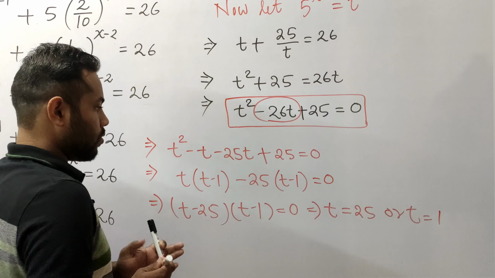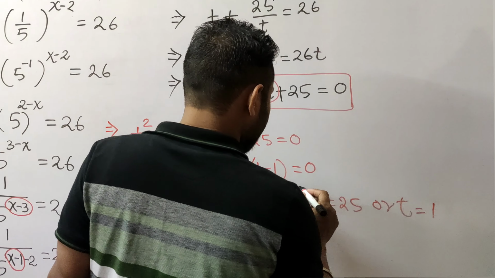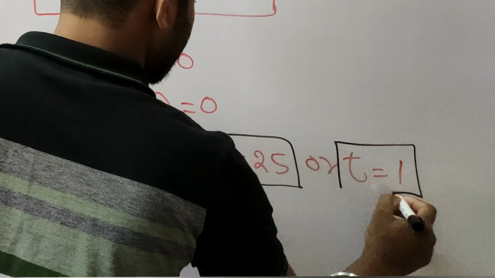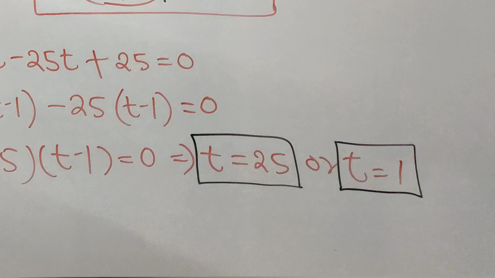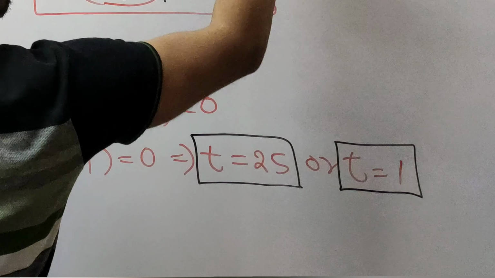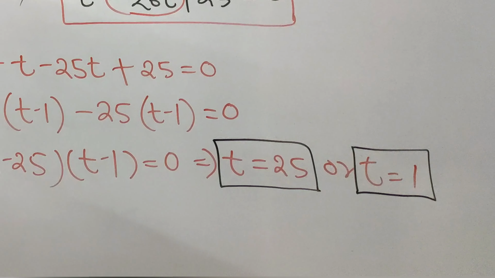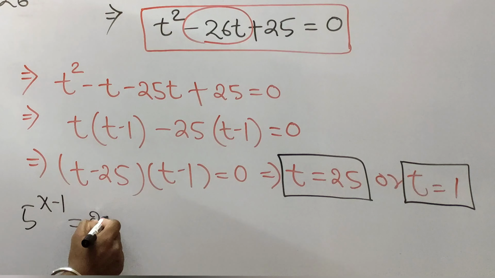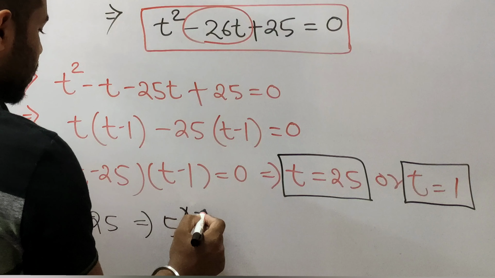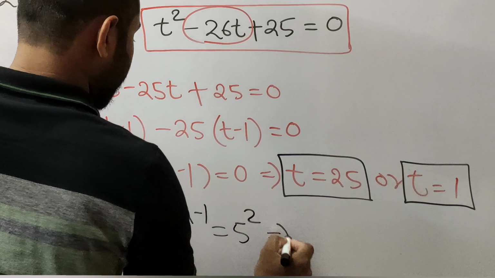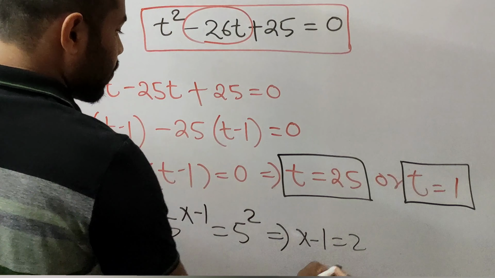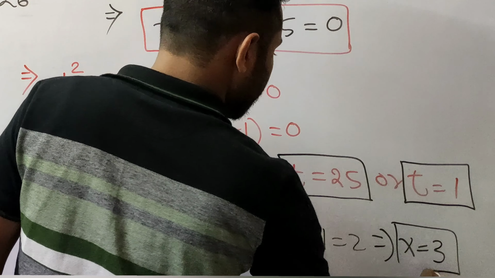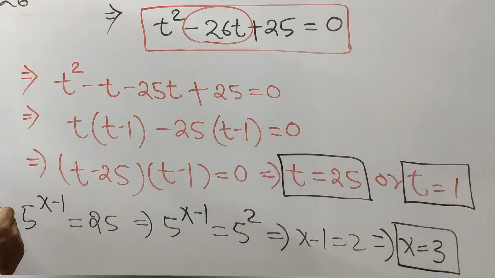Okay, so we got the value of t here and here. So now as we know t, the value of t is this one. So what we'll do, it means 5 to the power x minus 1 is equals to 25. Therefore 5 to the power x minus 1 is equals to 5 square. Therefore x minus 1 is equals to 2. Therefore x is equals to 3.